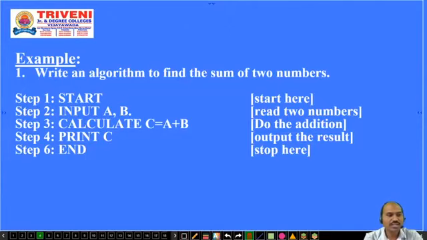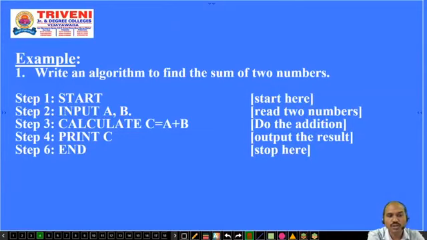The first one is step 1. Step 1 means we start the program. The next one is step 2, input a comma b. The third step is calculating c equals a plus b. The fourth step is printing c, and finally ending the algorithm. So this is the entire step by step process of executing the algorithm.